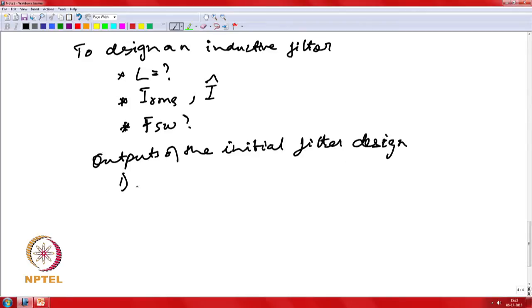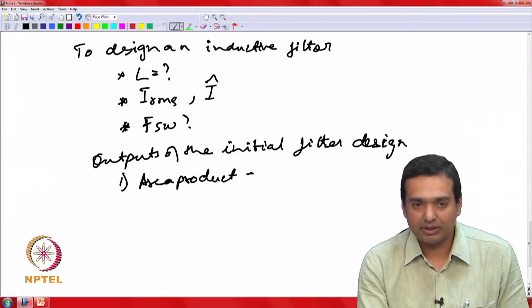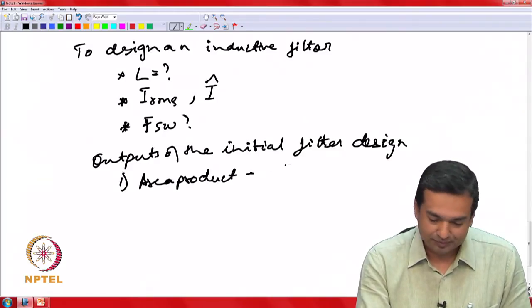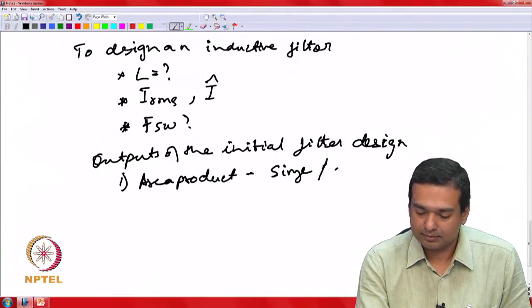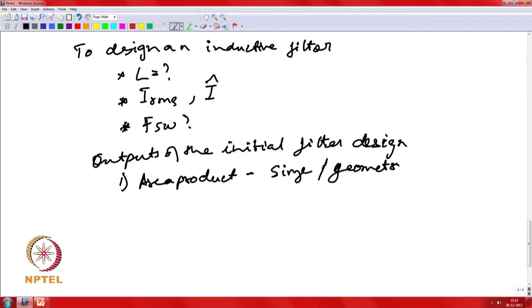one is the area product, and this is something that you may be familiar with from your basic power electronics course. This gives a feeling of the core size, given the geometry of the core. The area product is essentially the product of the core area and the window area.